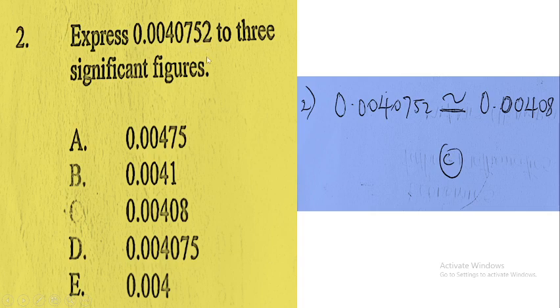If it is up to 5, round it up to 1 and add it to the 7. But if it is not up to 5, round it down to 0 and add it to 7. But it is up to 5, so round it up to 1 and add it to the 7, and that gives us 0.00408. So the best option here is option C. So if you round it to 3 significant figures, we have 0.00408 as the correct option here.